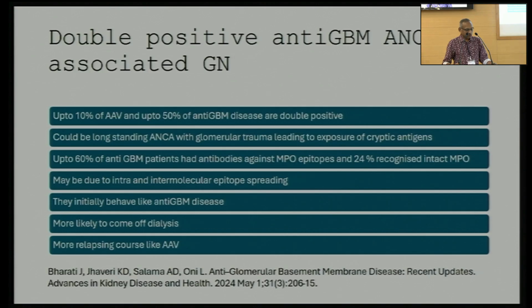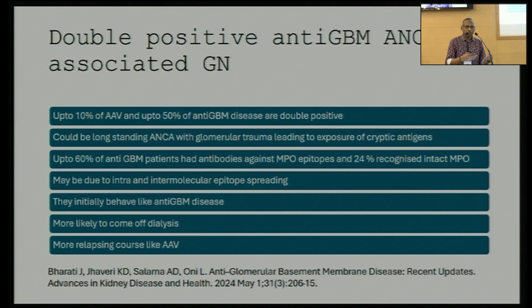And what about double positive? We already talked about that. 10% of ANCA vasculitis will have double positivity, but 50% of anti-GBM disease will have double positivity. So if you have anti-GBM, you are more likely to have associated ANCA antibodies also. One of the mechanisms stated is that the ANCA is already present in these patients. It produces glomerular trauma and exposes cryptic antigens, and that is why you get anti-GBM disease. So that is an explanation.